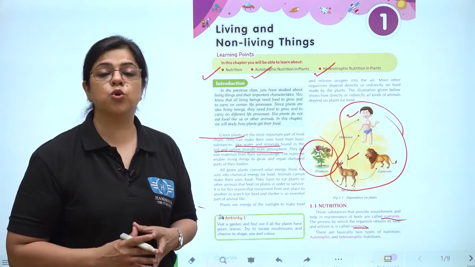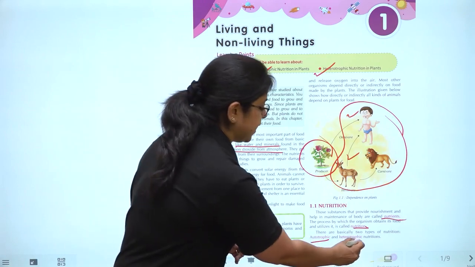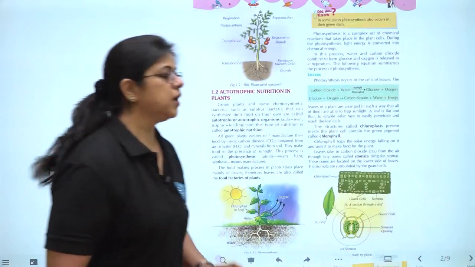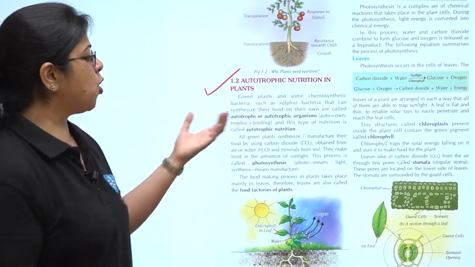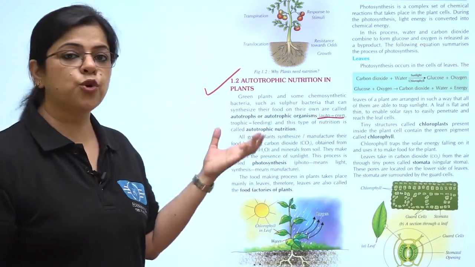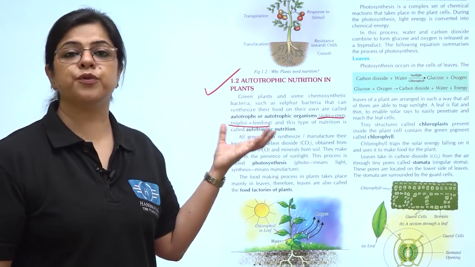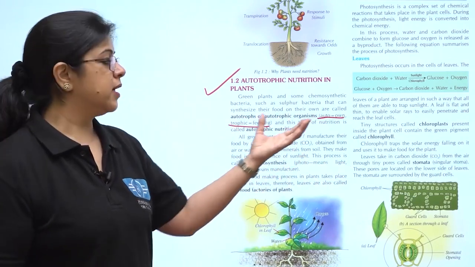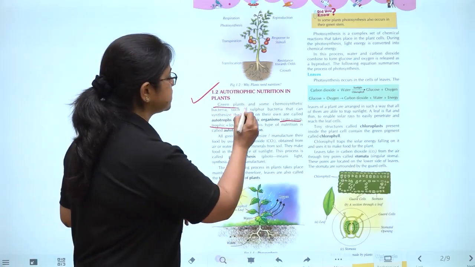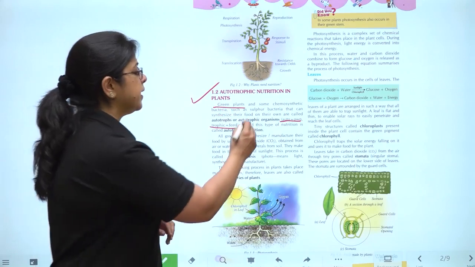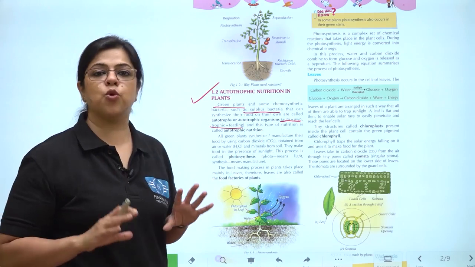There are two important modes of nutrition. Number one is autotrophic and number two is heterotrophic. Autotrophic mode of nutrition. As the word itself explains, auto means own and trophic means feeding. This means that autotrophic mode is the mode of nutrition in which the organism prepares its own food. We know that green plants have an autotrophic mode of nutrition. There are also certain bacteria like sulfur bacteria which have an autotrophic mode of nutrition.